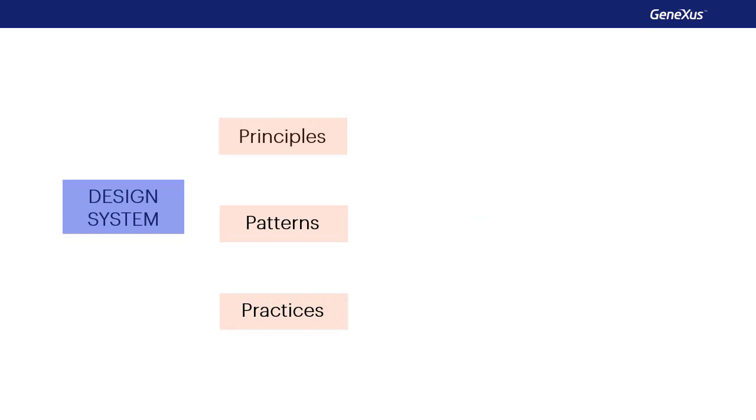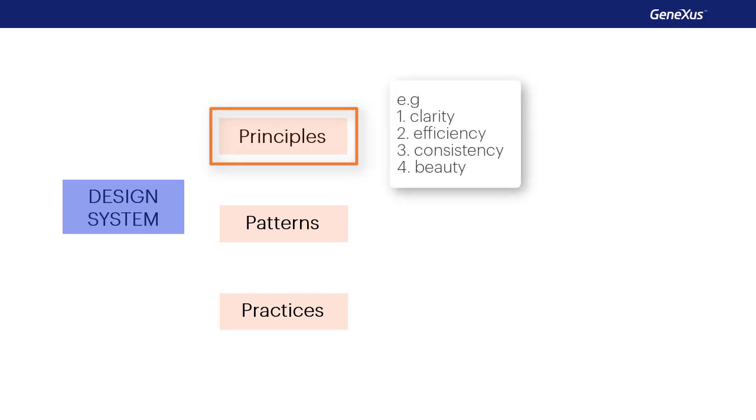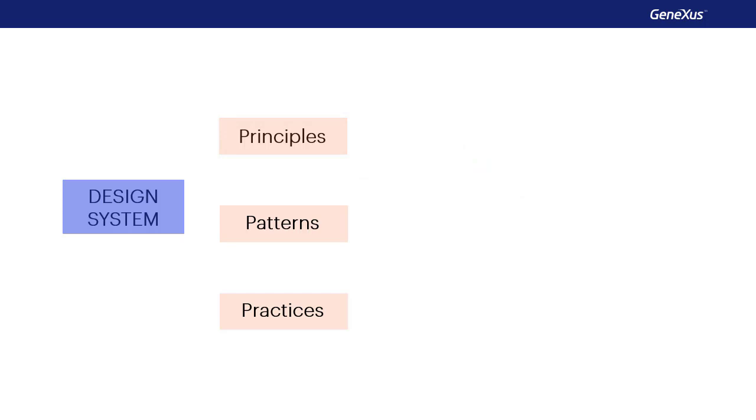Today, when we talk about a design system, we're referring to a group of principles that define what a good design is in our industry, such as, for example, one that is mostly clear above all other aspects, followed by efficiency, consistency, and appearance in the last place.